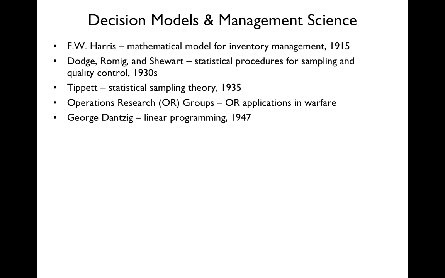Now you have decision models and management science. So this is where you start really modeling mathematics. So Harris in 1915 had a mathematical model for inventory management. And then you started having statistical procedures for sampling and quality control in the 30s. Tippett had statistical sampling theory, 1935. You have operations research groups, and then that operations research got applied to warfare. And then the last one is linear programming in 1947.